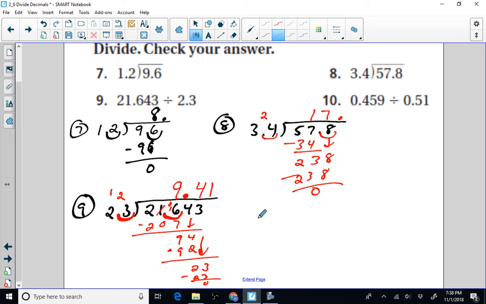And then let's do problem 10. Problem 10, we have 51 hundredths is our divisor.